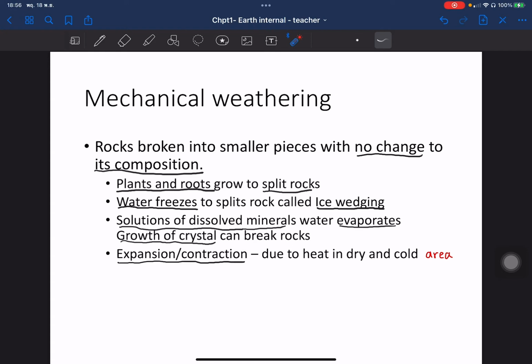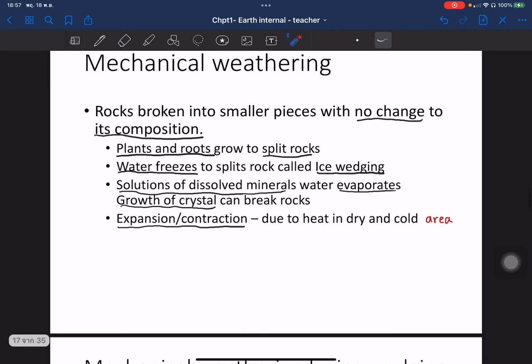Okay, so I will give you 4 examples. The plant root splits the rock into 2 pieces, and water freezing splits the rock into smaller pieces. We call this ice wedging. The solution dissolves the minerals that are compositions of the rock and then evaporates, and the crystals grow in size and break down the rock. We call this dissolution. And there is expansion and contraction, caused by the changes of heat during the day and the night time, in a very cold and very hot area.